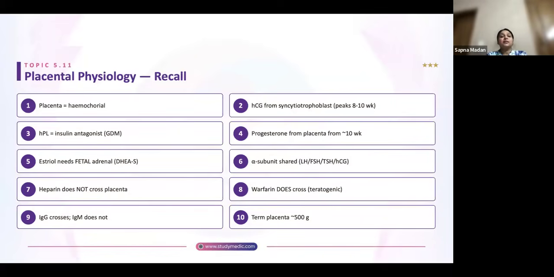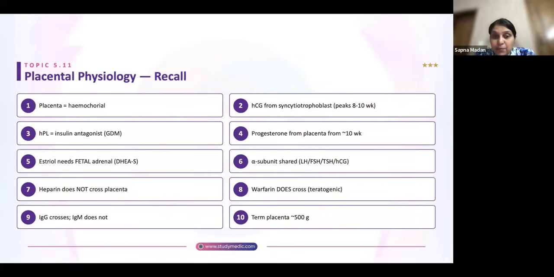Okay, placenta is hemochorial, but there is no direct mixing of the maternal and fetal blood. HCG from syncytial trophoblast, it peaks around 8 to 10 weeks. Human placental lactogen is an insulin antagonist, predisposes to gestational diabetes. Progesterone from the placenta from 10 weeks onwards. Estriol needs fetal adrenal precursors. Alpha unit of the beta HCG is common between LH, FSH, TSH, and HCG. And that is why in the first trimester, you have transient hyperthyroidism.